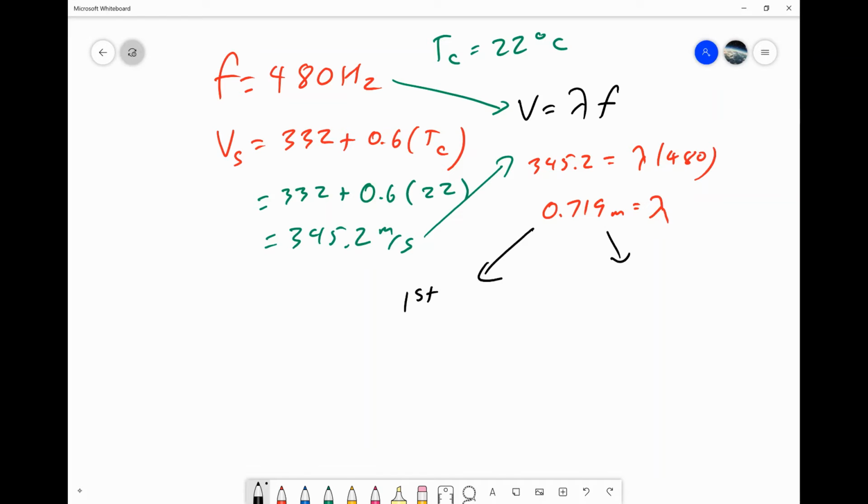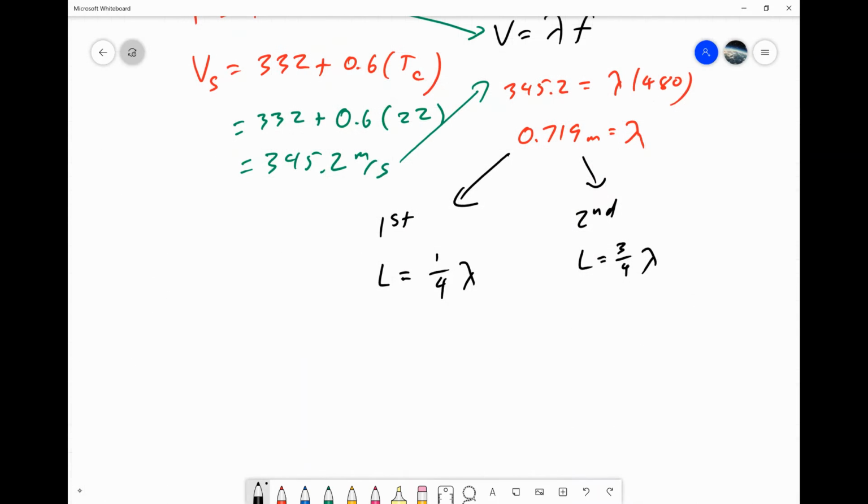So for the first harmonic, the formula is length is equal to 1/4 of the wavelength. And for our second harmonic, the length is equal to 3/4 times the wavelength. So now we're going to go ahead and plug these values in. So 1/4 times 0.719 and 3/4 times 0.719.